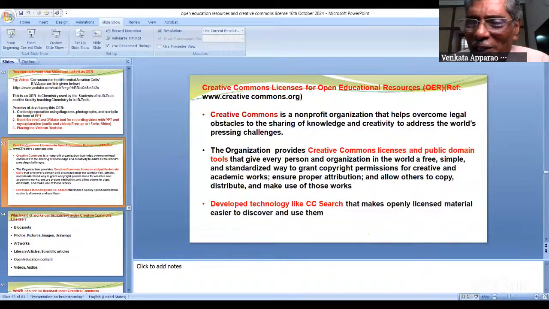When you say open educational resources, you won't register them, you won't get a license under the Copyright Act. Then it is not an open educational resource. Once you say open educational resource, you get the license only under a Creative Commons license, which is a very free license.